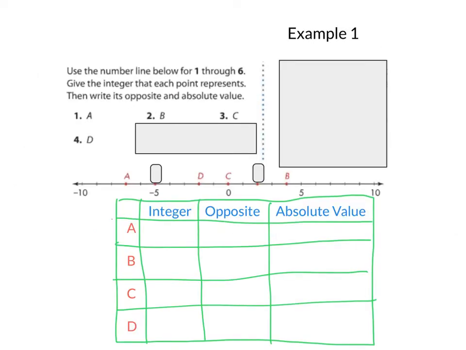Now I'd like you to take time and copy a chart just like I have here with A, B, C, D, and we're going to find the integer for each, opposite, and absolute value. Moving on in 3, 2, 1.